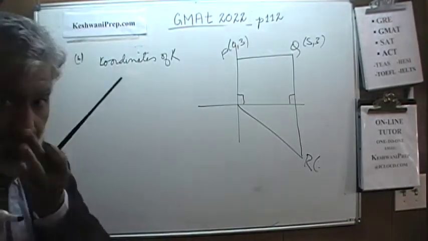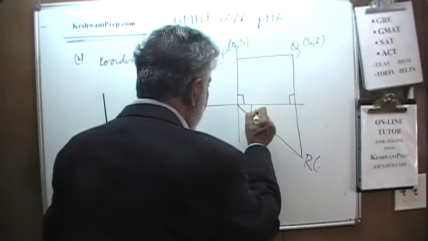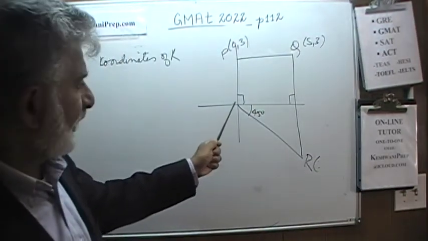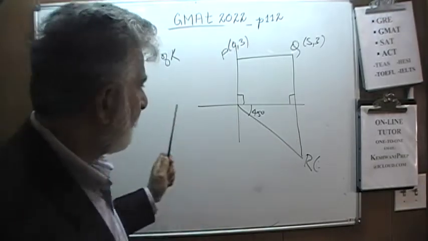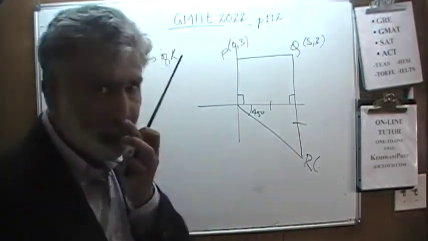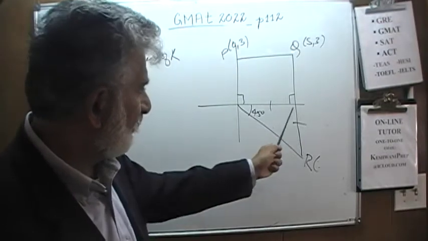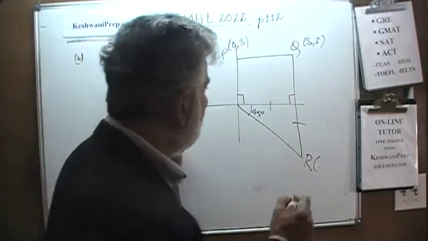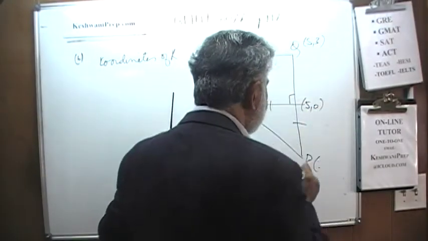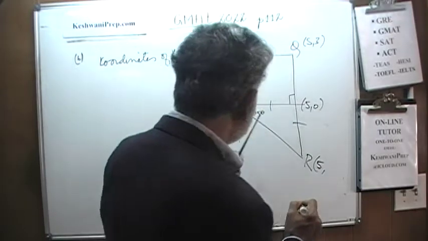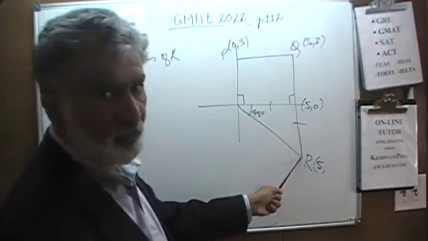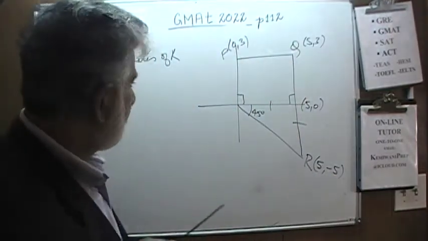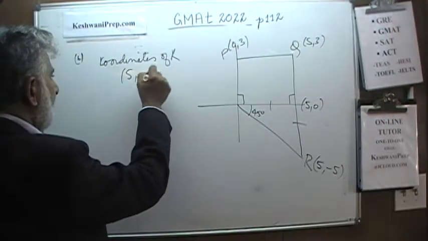So let's begin. Also, we are told one more important thing, that this is 45 degrees. If that's 45 degrees, that's their way of saying that this triangle right here is an isosceles triangle, which means the distance from here to here is the same as the distance from there to there. There you go, we are done. The x distance from here to here is 5. This is 5, 0. So this must be 5, and since this distance is equal to that distance, from here to here is also 5, but it's negative 5. The y coordinate is negative 5. There we go, we're done. It's just 5 and negative 5.